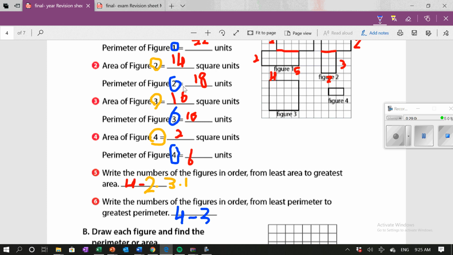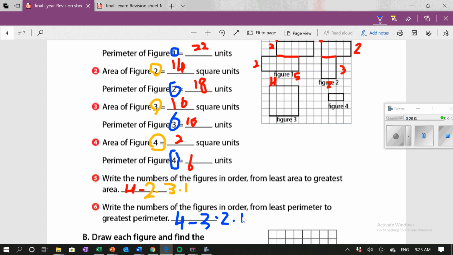And then figure number 2. And finally, the figure number 1 is the greatest.